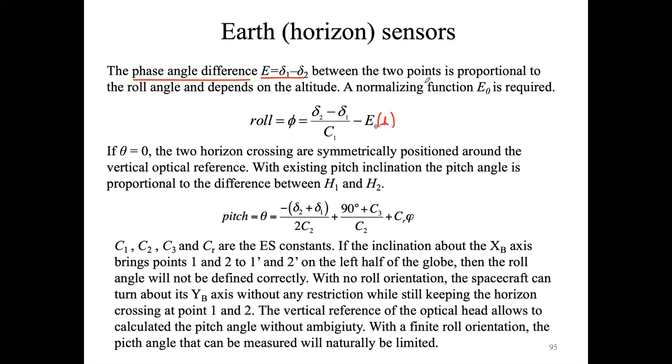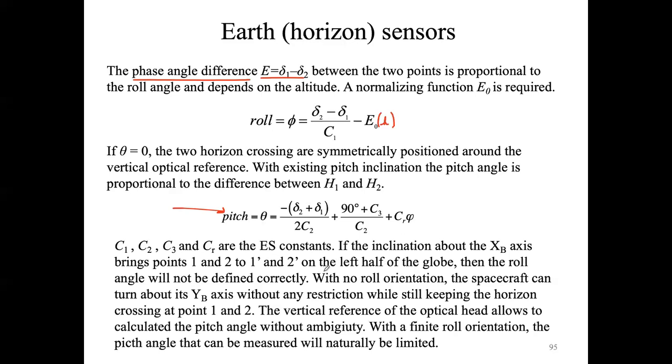Actually our goal is to determine the attitude of the roll and pitch axis by using only an Earth sensor, without the assumption that we know exactly where the spacecraft is in altitude. The other formula is the pitch angle that is given by this one, and as I said, those parameters are the Earth sensor constants.